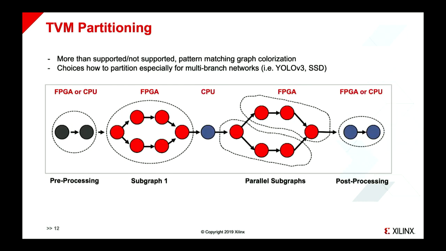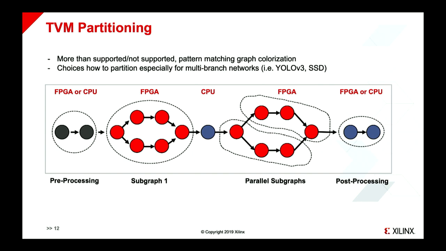So generally, when we see graphs, we handle it as a pre-processing phase, the core computational phase, and then a post-processing phase. The pre-processing could be either in the FPGA or on the CPU. For example, array size operation could easily be accelerated by an FPGA, or it could just sit on the CPU. And then within the actual core computation, you would have subgraphs and potentially unsupported layers.